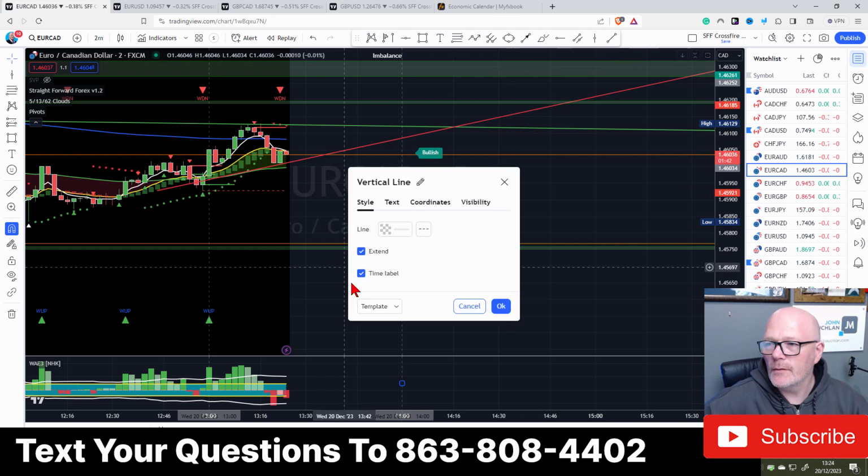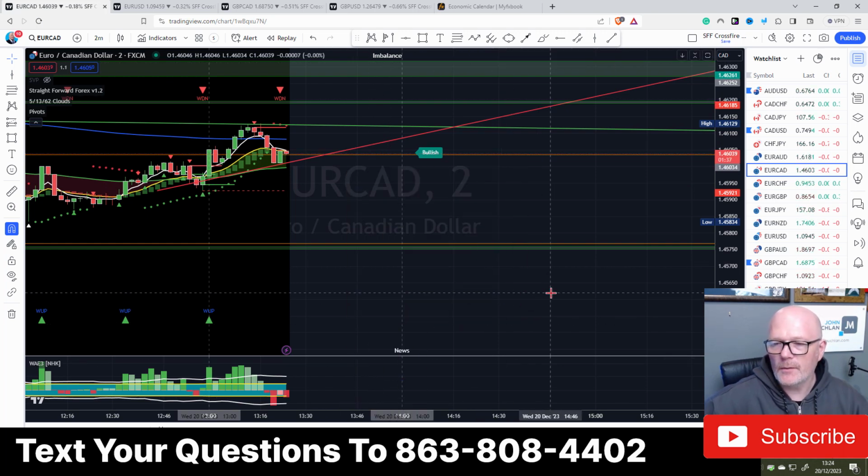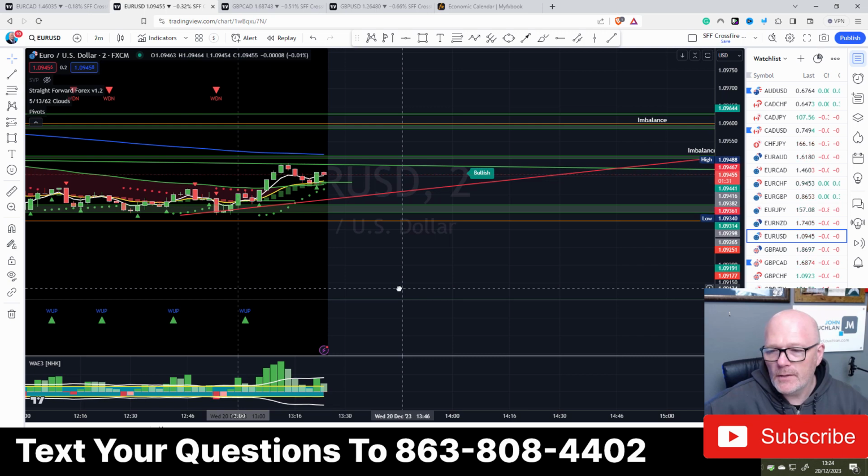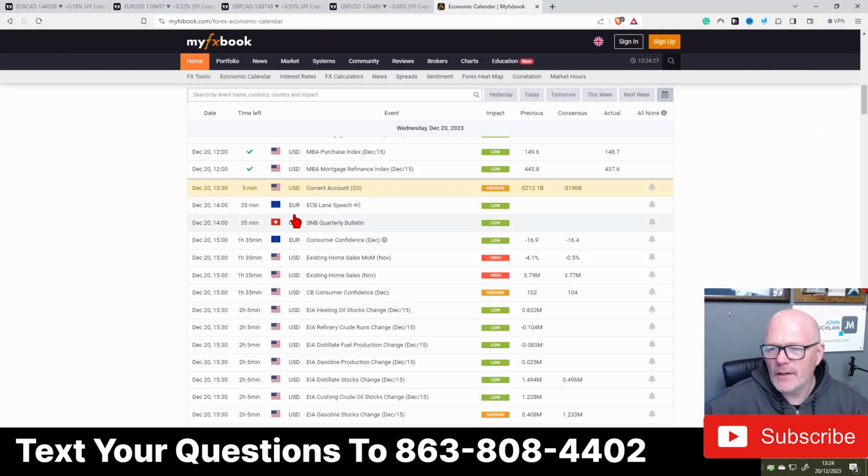Vertical line goes on 1400. I'll just put the template on news. That's okay. Right. Euro USD, no man's land. But again, what time do we say for this? Yeah, 14, and then we've got 1500 news.